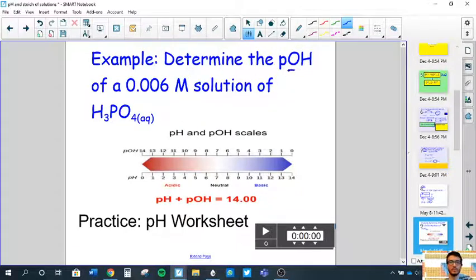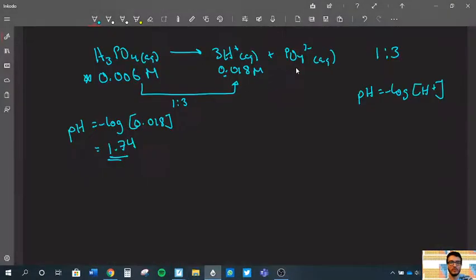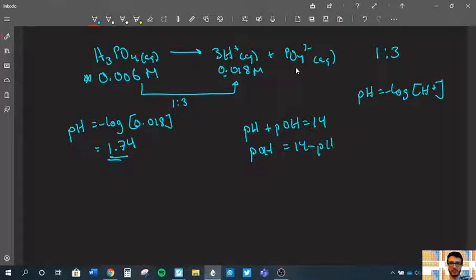All right, but I don't think the question was asking us to figure that out. It was saying determine the pOH. Right? We have pH. We also now know that pH plus pOH is equal to 14. If we want to figure out what pOH is, we should isolate for that. We get 14 minus pH. That is 14 minus 1.74. And we get 12.26. At any rate, this is your pOH.